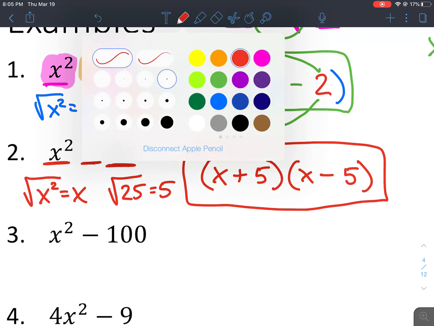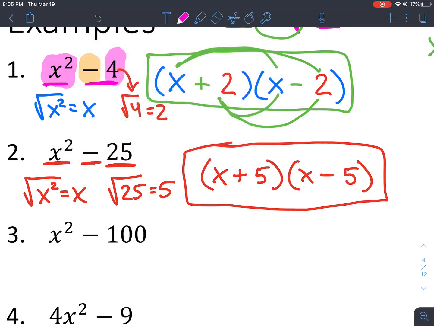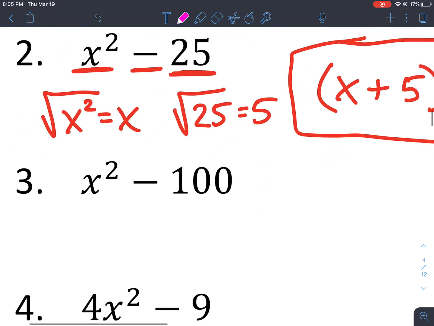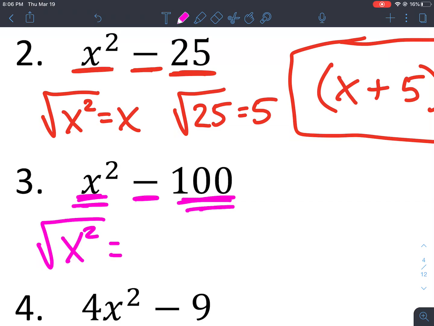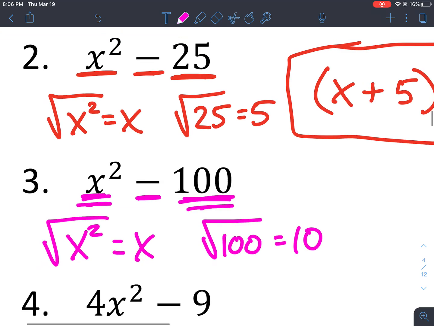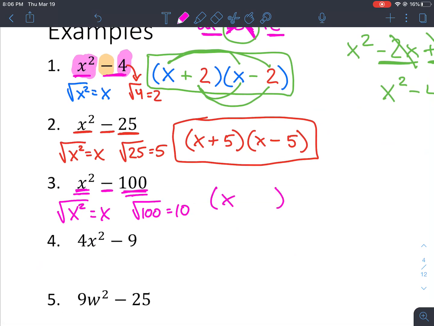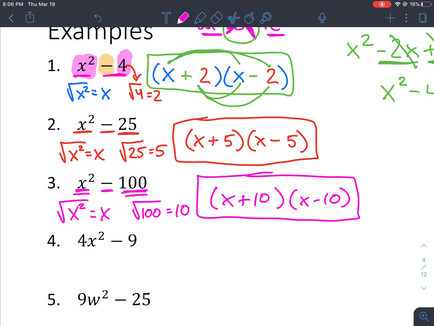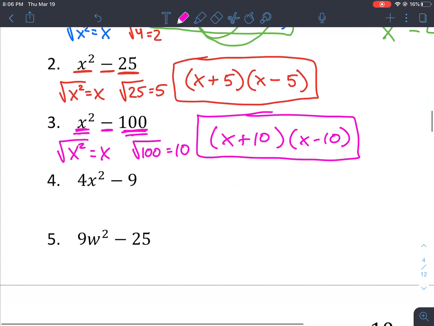Okay. So I'm going to ask that you try to pause your video right now and try example 3, get your answer in your notes, and then replay the video or resume it and see if you got the correct answer. Okay, let's see how we did. We have a difference of squares. The square root of x squared is x. The square root of 100 is 10. Therefore, I'm going to have x plus 10, x minus 10 as my final answer. Okay? So hopefully we got that one correct.